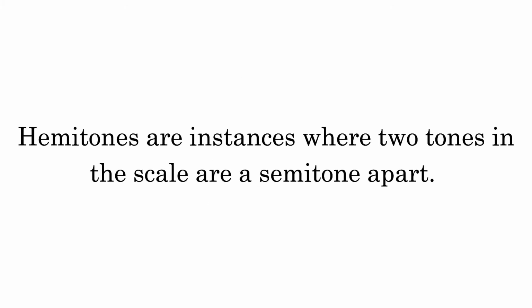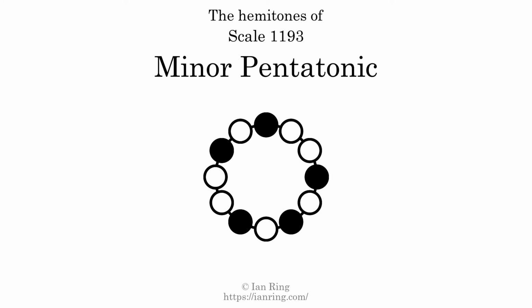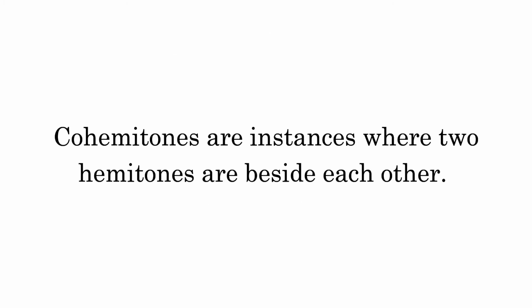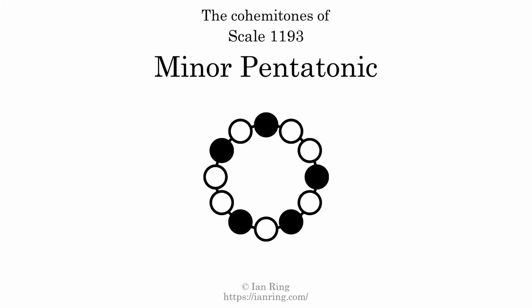Here, hemitones are instances where 2 tones in the scale are a semitone apart. This scale has no hemitones. Cohemitones are instances where 2 hemitones are beside each other. This scale has no cohemitones.